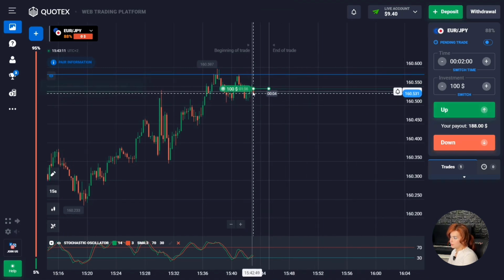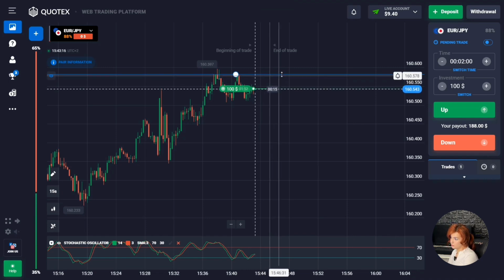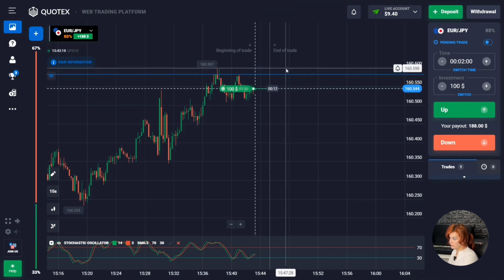This is where we'll open a deal for 2 minutes to go up. It is quite possible that the price will continue to move towards the level in the near future. It is on this upward movement that we'll try to make money. Guys, let's wait for the result.